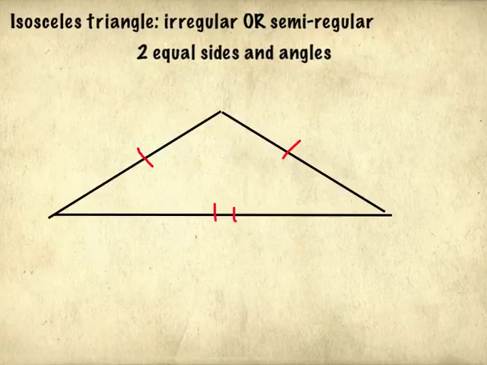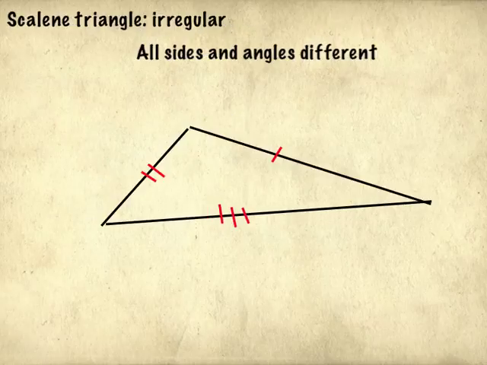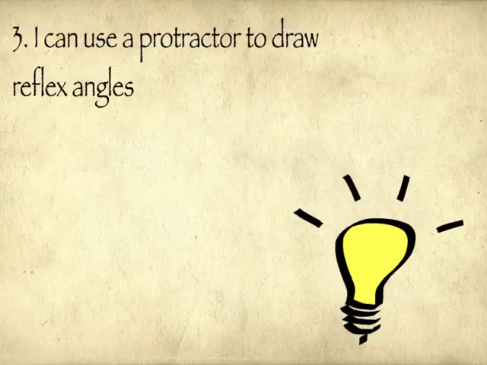An isosceles triangle is irregular and is sometimes called semi-regular because it does have 2 equal sides and angles, but one is different. So we would, for grade 6, count this as an irregular triangle, but it is sometimes called semi-regular. And a scalene triangle is definitely irregular because all of the sides and angles are totally different. That's all I'm going to say about that because, like I said, I have a study jam for you.